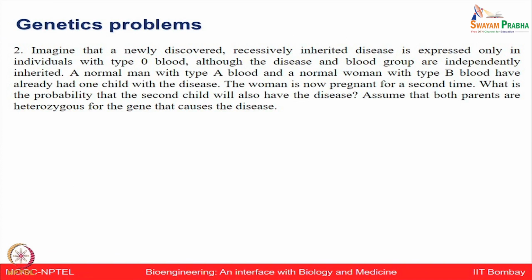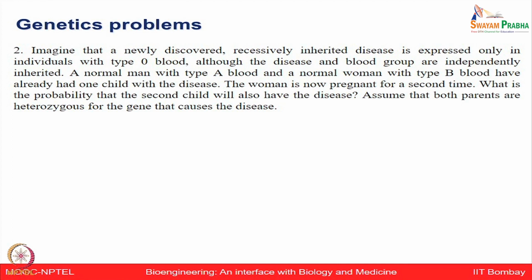Let us now do the second problem. Imagine that a newly discovered recessively inherited disease is expressed only in individuals with type O blood. Although the disease and blood group are independently inherited, a normal man with type A blood and a normal woman with type B blood have already had one child with the disease.